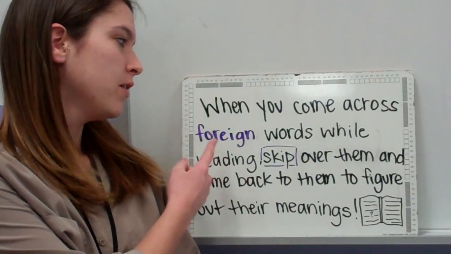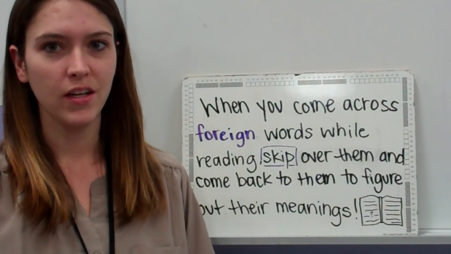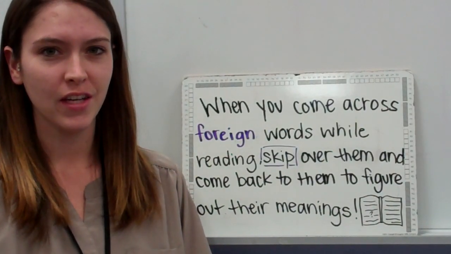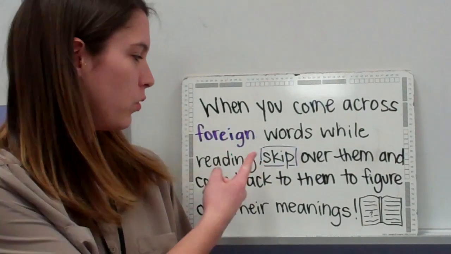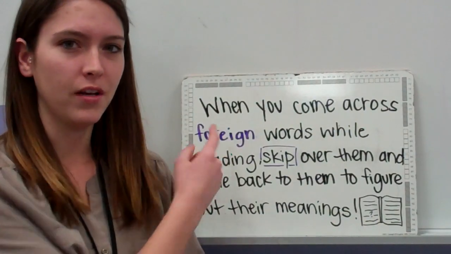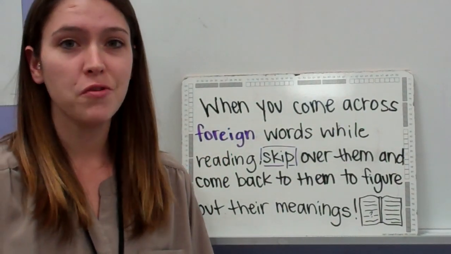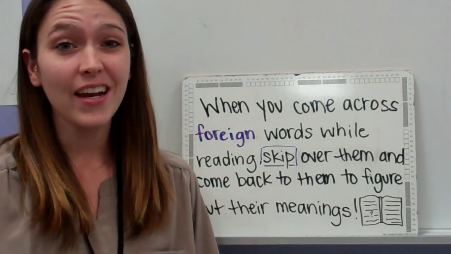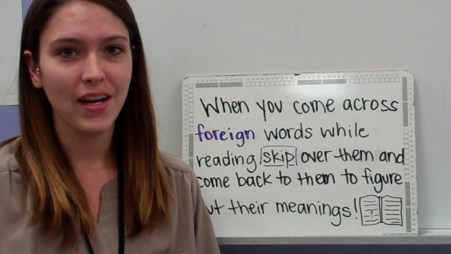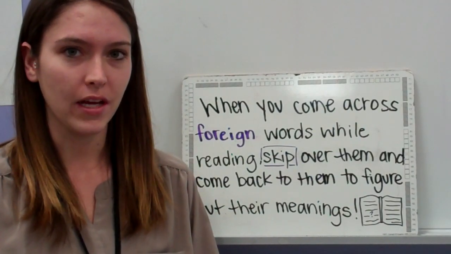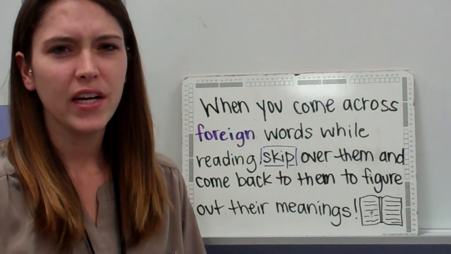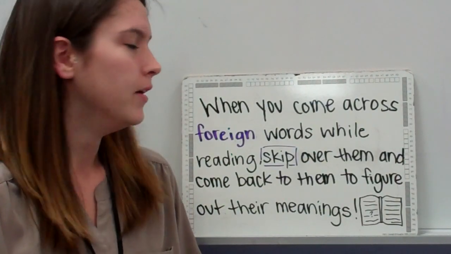When you come across foreign words while reading, skip over them and come back to them to find out their meanings. Now you might be wondering what this word right here in purple, foreign, means. So we're going to try a new strategy today to help us figure out the meaning of this word and that we can use to help us find out the meaning of other unknown words while we're reading. So let's read this sentence again, skipping over any words that we're not familiar with.